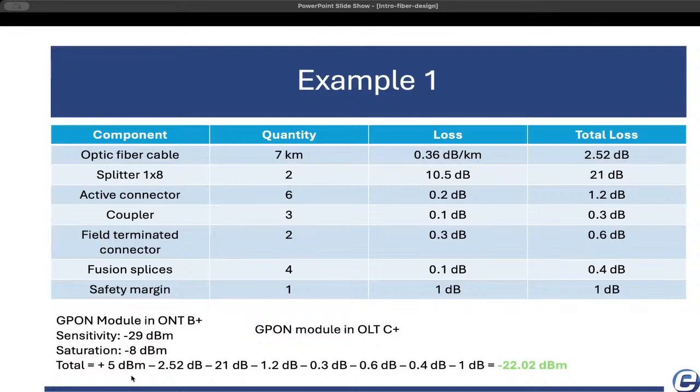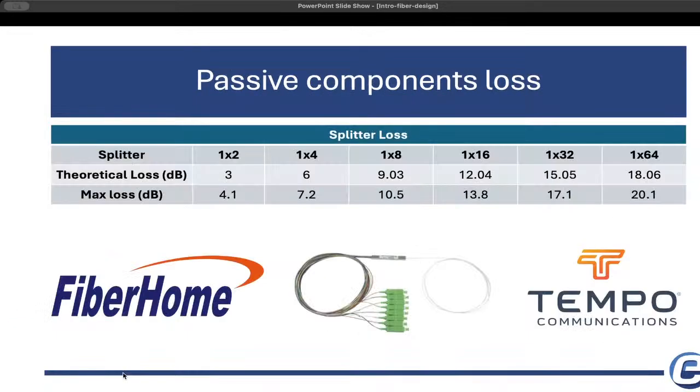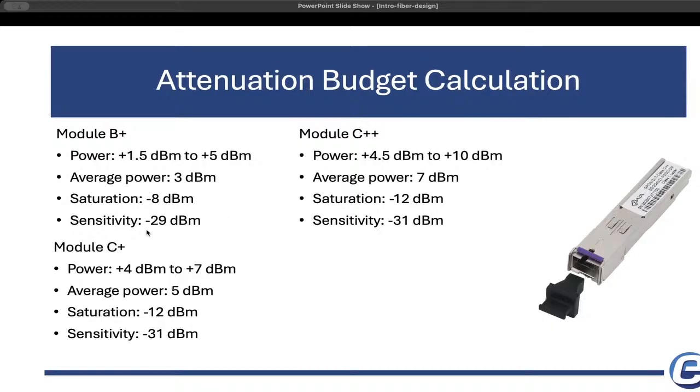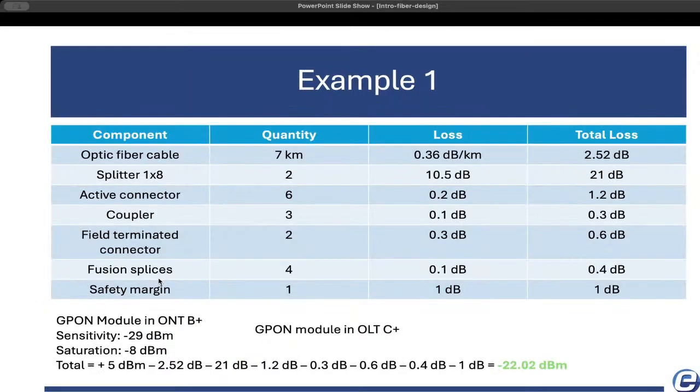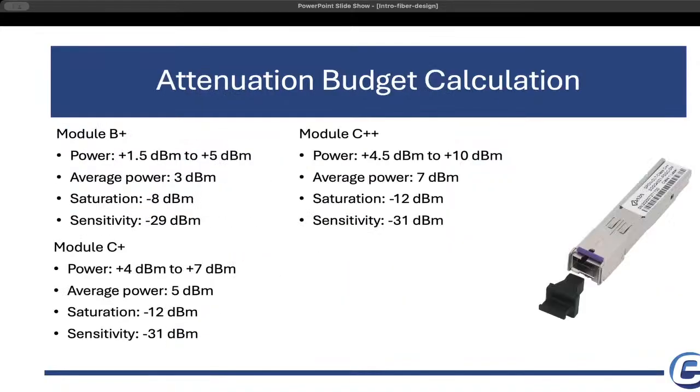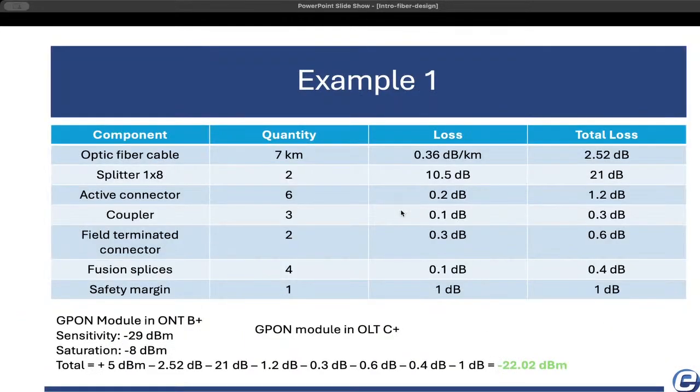And where do we take this positive 5 dBm? Well, if you remember, we have it from this C+ module, where the average power is positive 5 dBm. That's the average power of our GPON module. If you're using the C++ module, it's 7 dBm. So if it was 7, it would be negative 20.02.